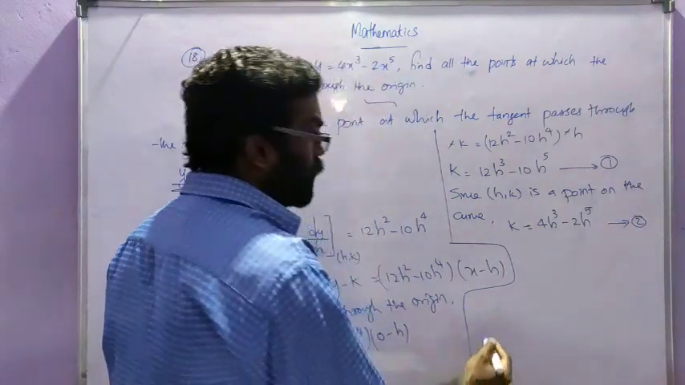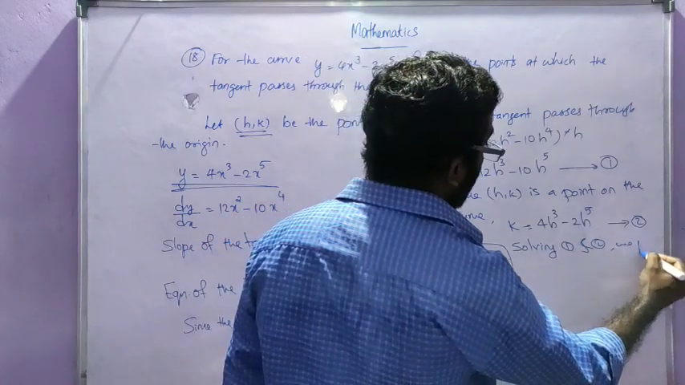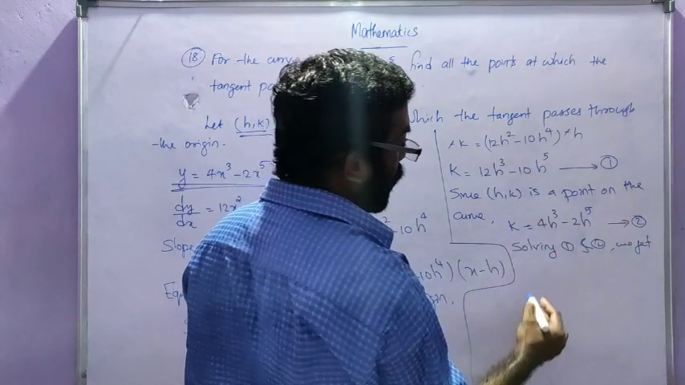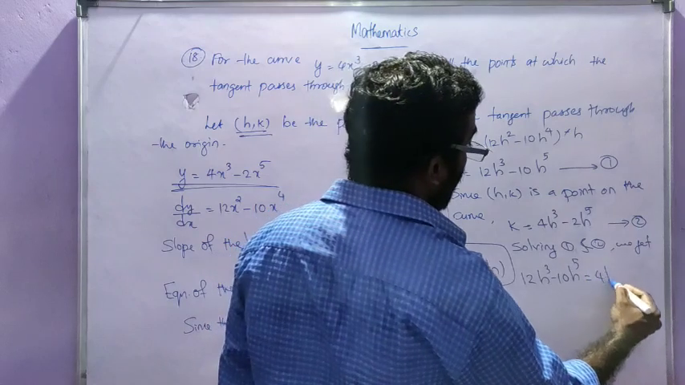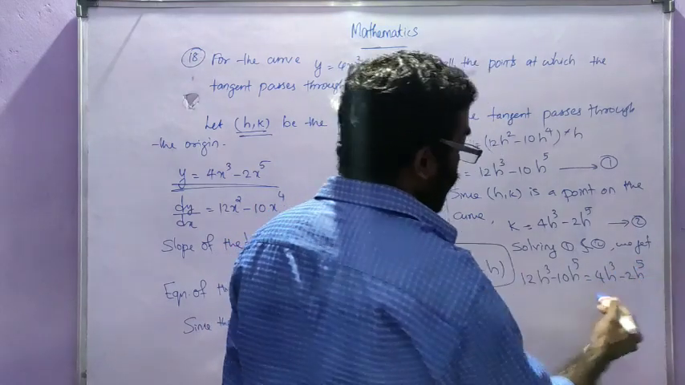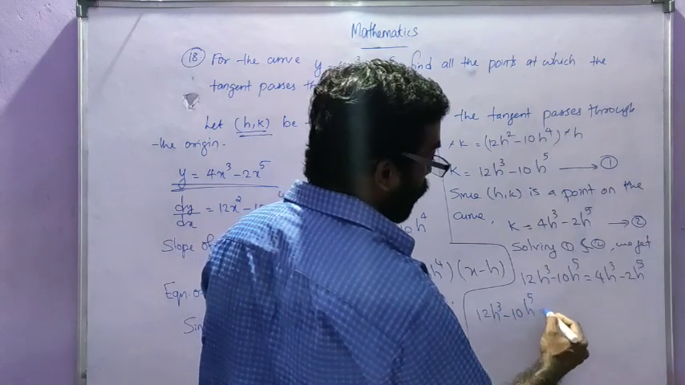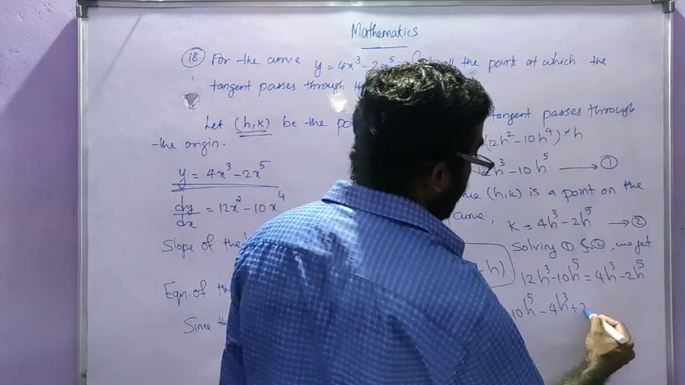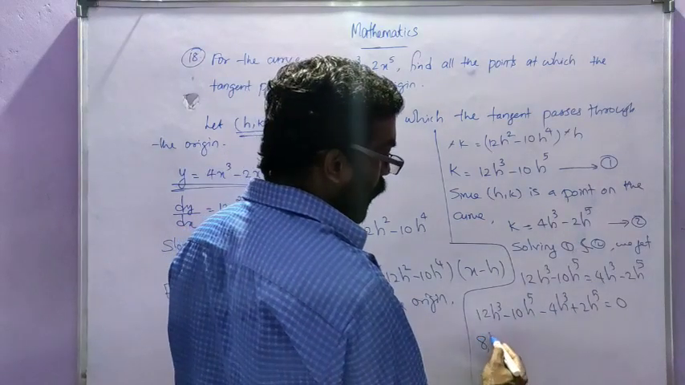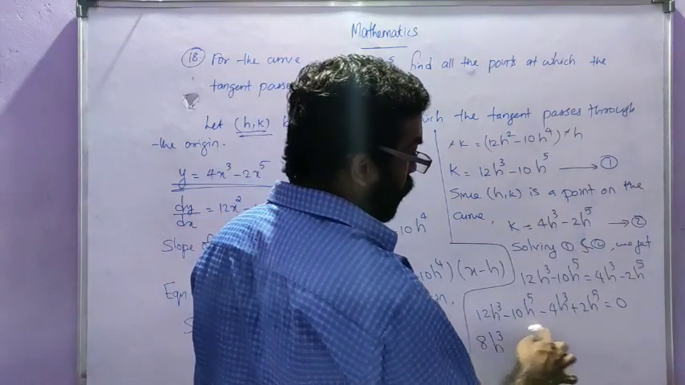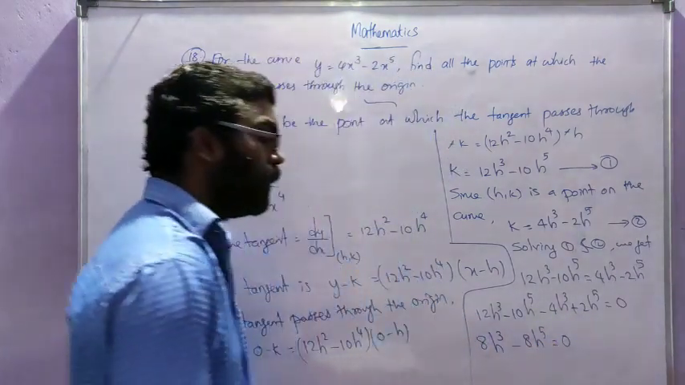Now we can solve these two equations. Solving 1 and 2, we get that the LHS is the same, so we can equate the RHS part. 12h^3 - 10h^5 = 4h^3 - 2h^5. Now we can rearrange the terms. 12h^3 - 10h^5 - 4h^3 + 2h^5 = 0. 12h^3 - 4h^3 is 8h^3, and -10h^5 + 2h^5 is -8h^5. This is equal to 0.